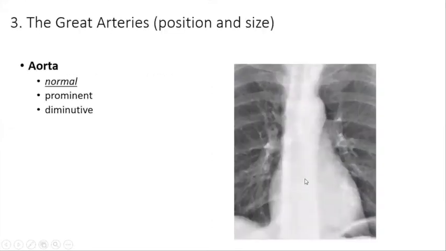Now, great vessels, positions and size. We have already discussed the relative position of the great chambers and the great vessels. Now we'll be discussing the relative size and position of the great vessels. First, the aorta. The aorta arises from the left ventricle. It goes arcing over the midline, forming the arc of the aortic knuckle. And this is the normal size of the aorta and aortic knuckle.